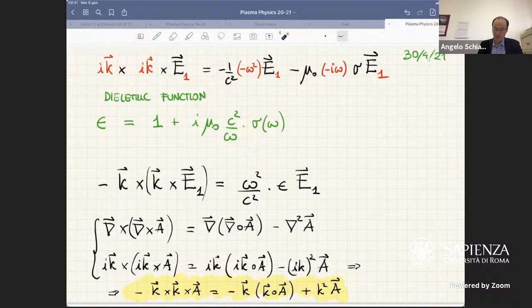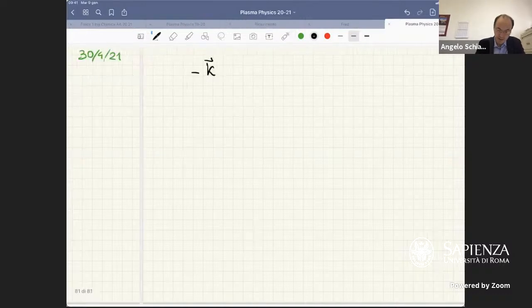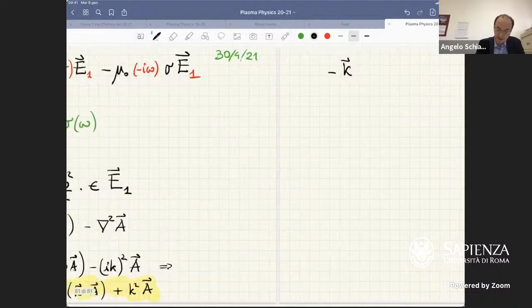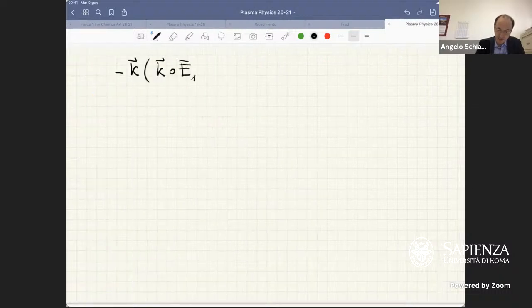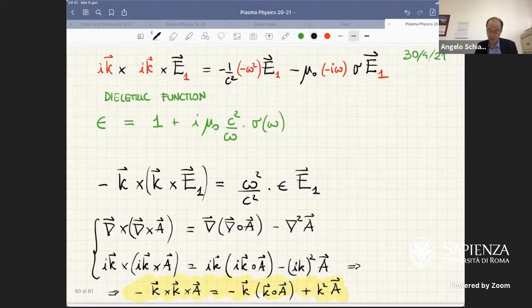Okay. So our wave equation becomes minus k, which multiplies the scalar product of k and the electric field perturbation. Then we have to change all the signs because we have in front of here a minus. So this becomes plus and this becomes minus. Okay.